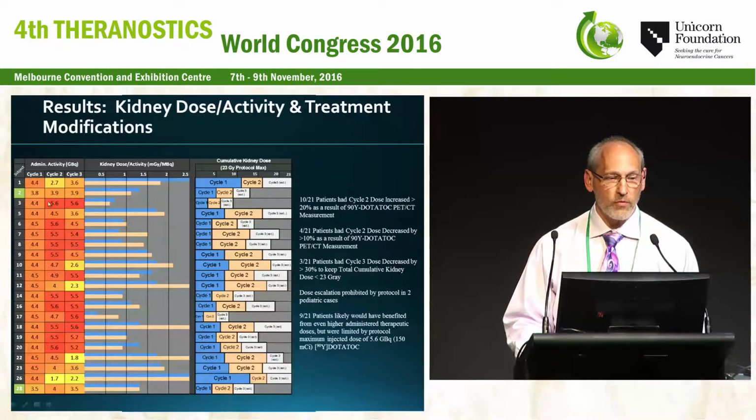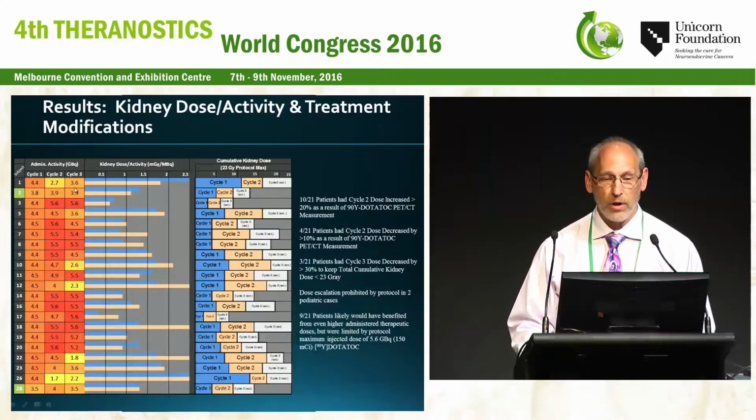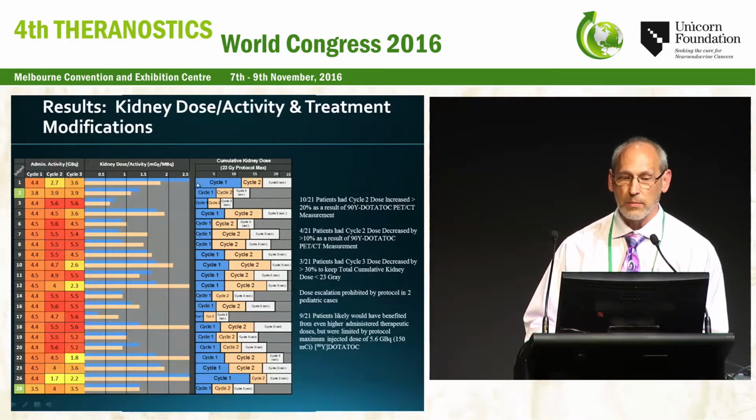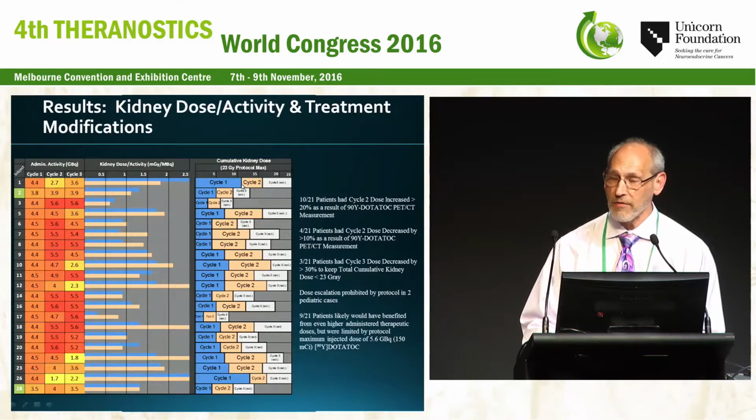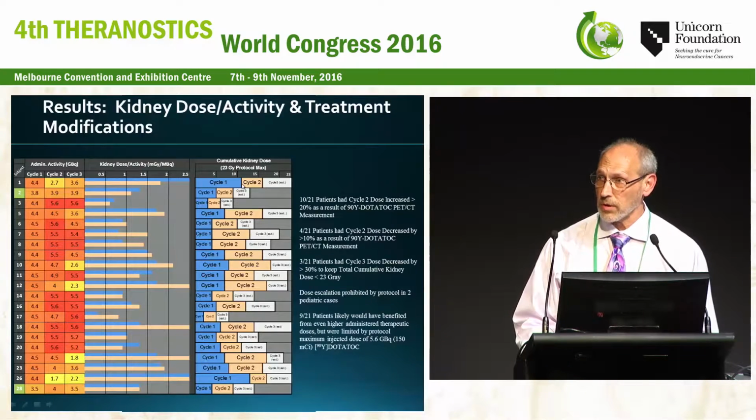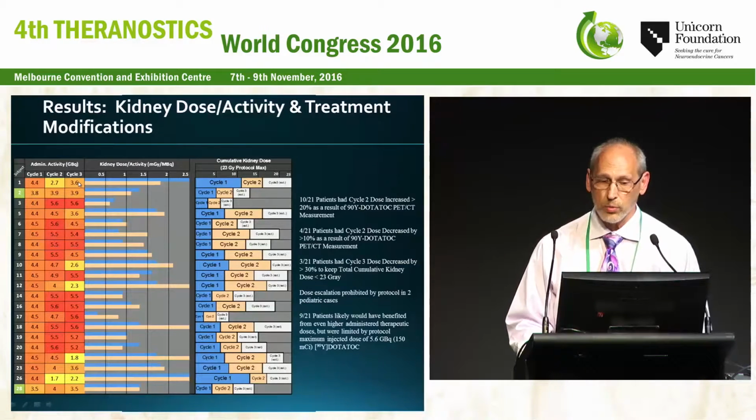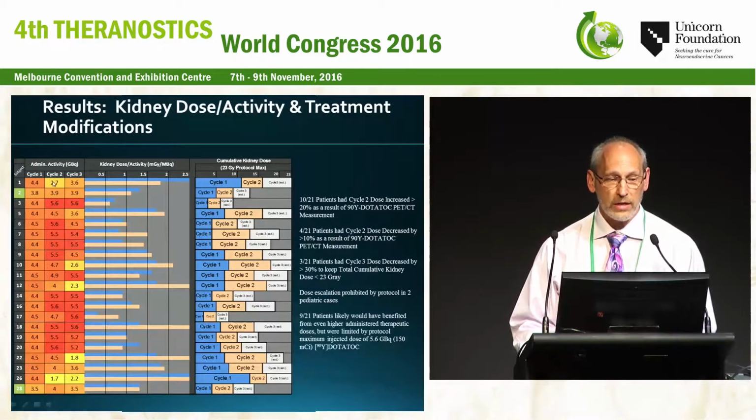Just to understand these, we'll follow through just 2 patients. We'll follow through the first one, and we'll follow through the third one. So the first patient got 4.4 gigabecquerel, and if we go over to this last column here, cycle 1, which is this blue bar here, ended up giving about 11 of the 23 gray available. So we clearly couldn't give 4.4 gigabecquerel each time, or we'd bust over the 23 gray to the kidney. So we had to drop in the second cycle down to 2.7.